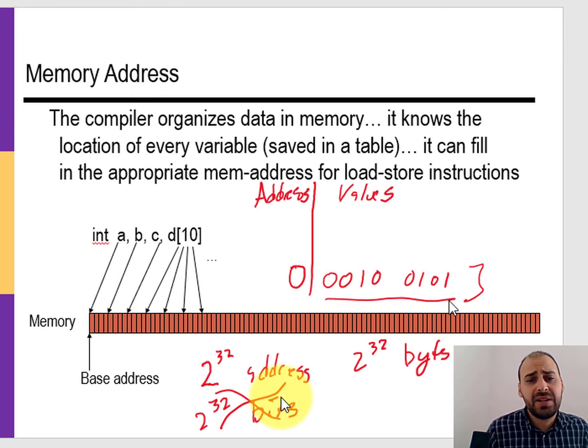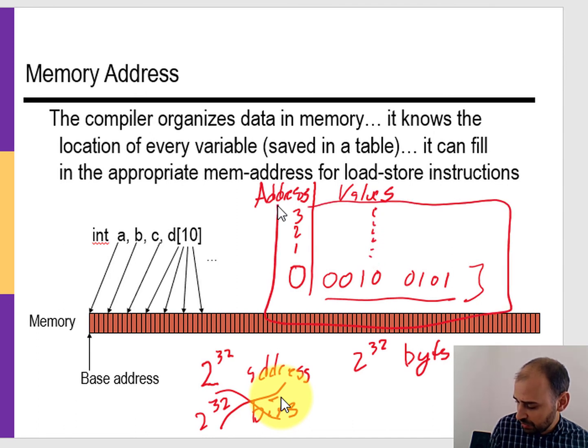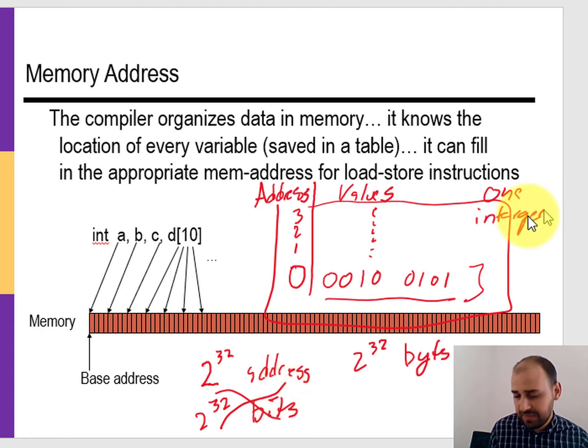So if we have an integer that's 4 bytes, we actually take up 4 addresses. That's a key thing to remember. If you have an integer that's 4 bytes long, you actually take up 4 address locations to store 1 integer. So that's a key point.